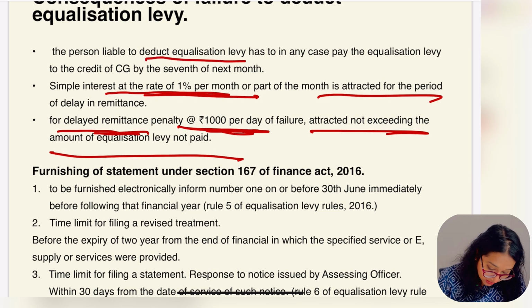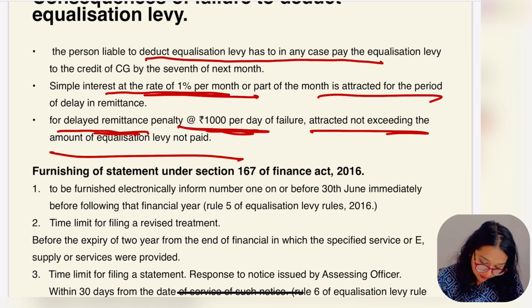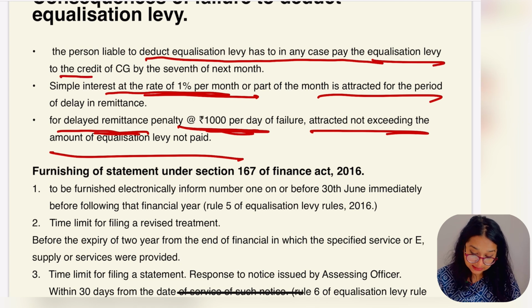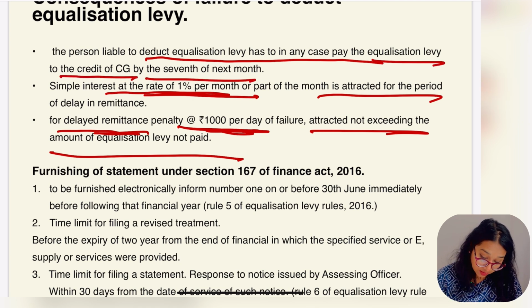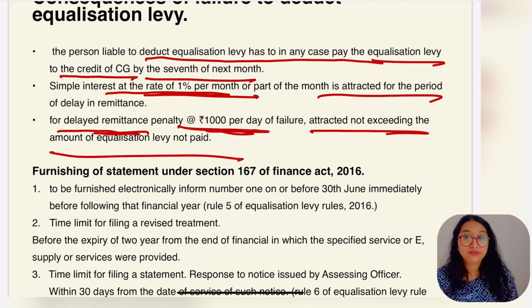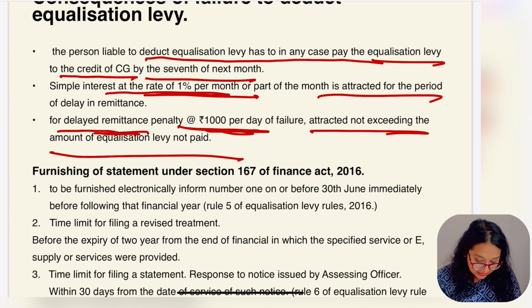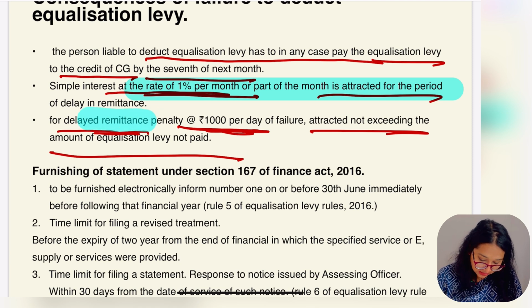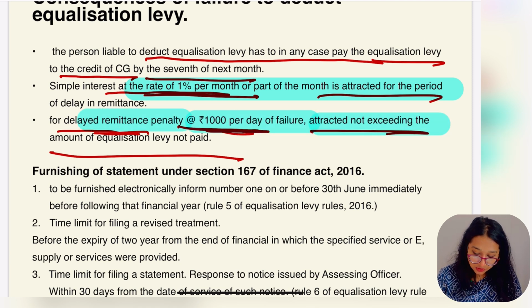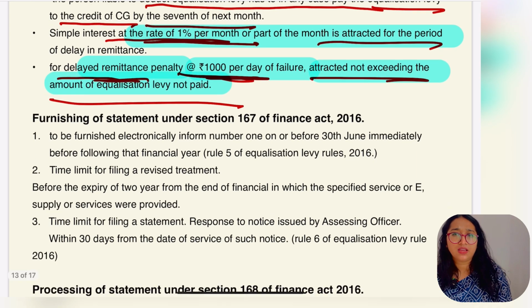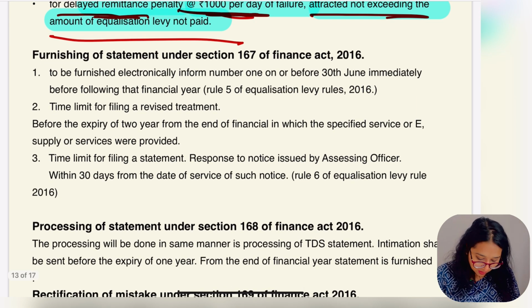Let's read out. The person liable to deduct equalization levy has to, in any case, deposit the equalization levy to the credit of the Central Government by the 7th of next month. Second, simple interest at the rate of 1% per month or part of a month is attracted. Third, for delayed remittance, a penalty of ₹1,000 per day of failure is attracted, not exceeding the amount of equalization levy. I told you this thing.